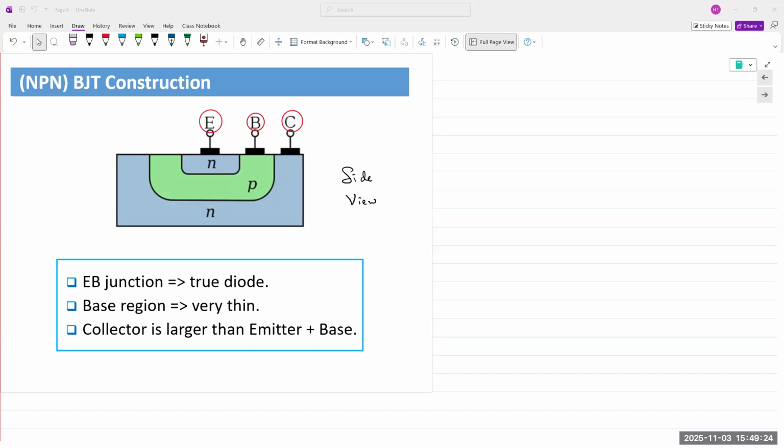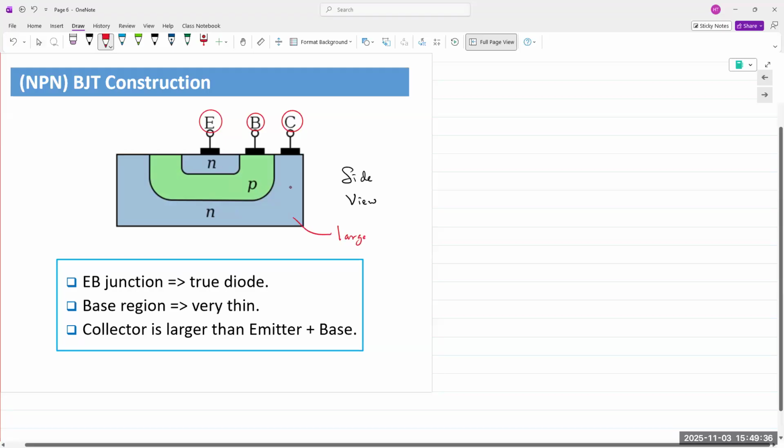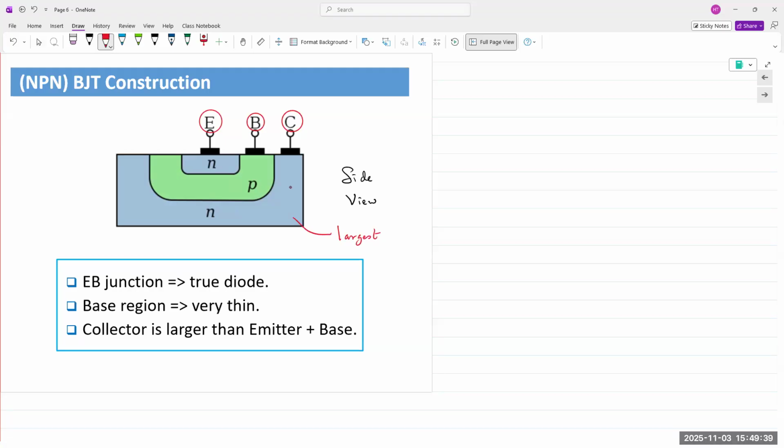In a normal PN junction diode, we might have some symmetry between the dimensions and the doping profiles. In a BJT, the collector is by far the largest structure. The base is inside the collector. However, it is very, very thin. If you're looking at it from the top, the base is inside the collector, but it's very, very thin in the Z direction.